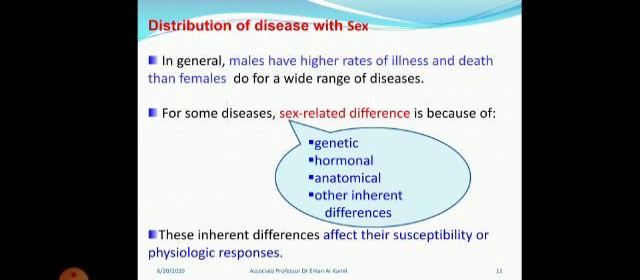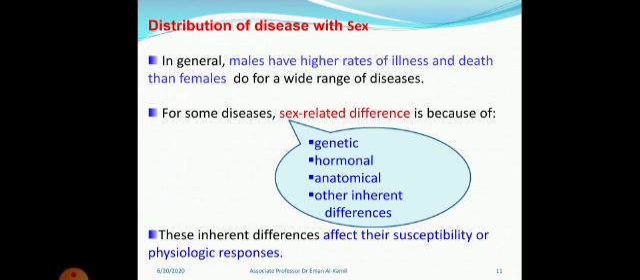Distribution of disease with age. Also, it has been noticed that there is variation in the occurrence of illness between the two sexes. So, being a male or being a female, there are different rates of occurrence of disease. It has been stated by epidemiological studies that males have higher rates of illness and death than females, and this is a wide range for different types of diseases.